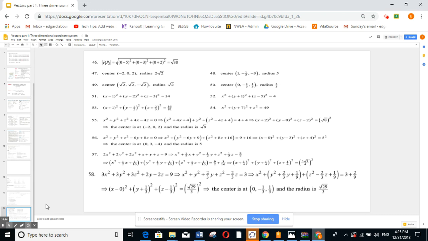So I hope that you got the three-dimensional coordinate system. We talked about circles, about spheres, about cylinders, about planes, locating points. So I will see you in the second video. It's going to be about vectors, vector sum, vector product, graphing vectors. So see you in the coming videos.